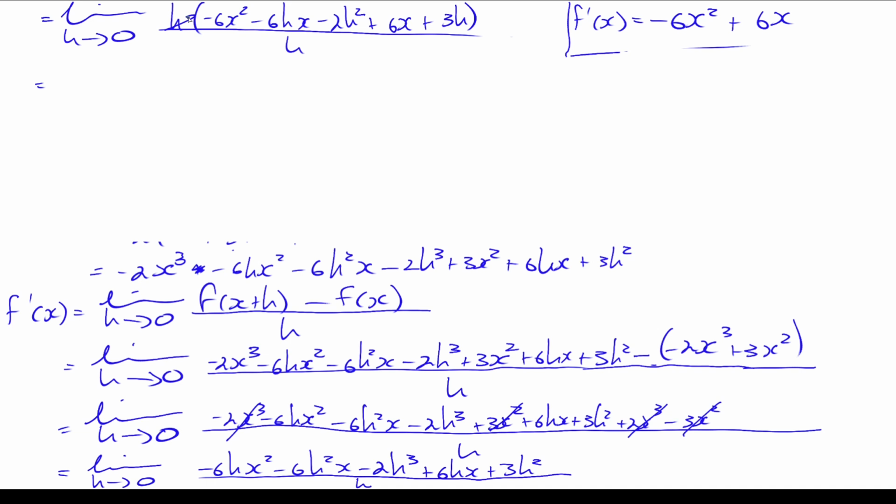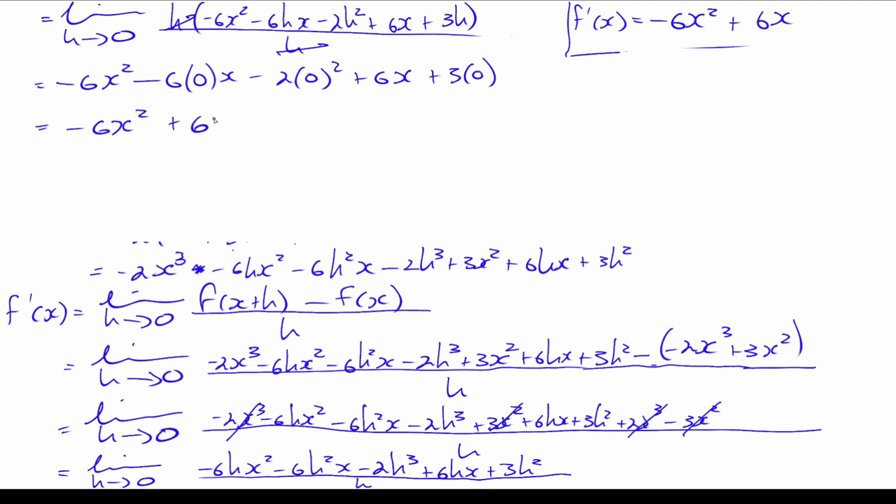No, wait. Almost forgot my favorite part. Negative 6x squared minus 6 times 0 times x minus 2 times 0 squared plus 6x plus 3 times 0. All of these guys are gone, and all we end up with is negative 6x squared plus 6x. Yes! This one feels like an accomplishment. It was wild, but we stuck in there.